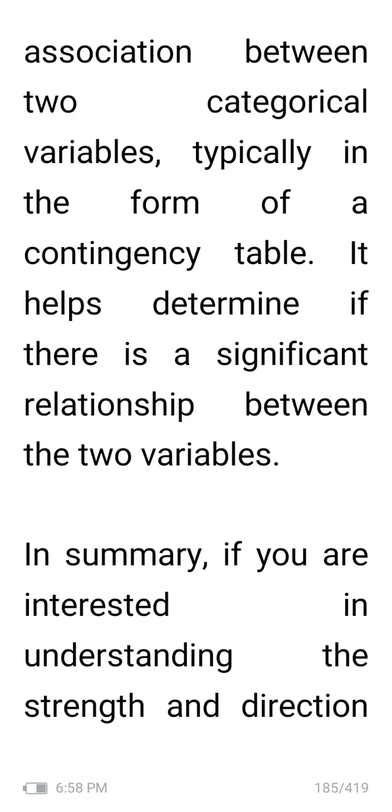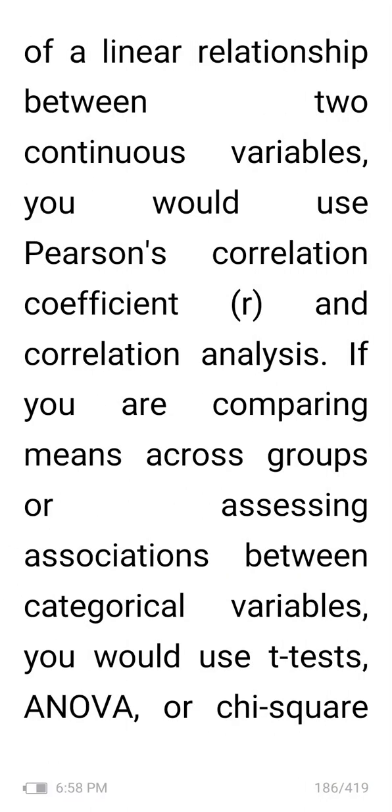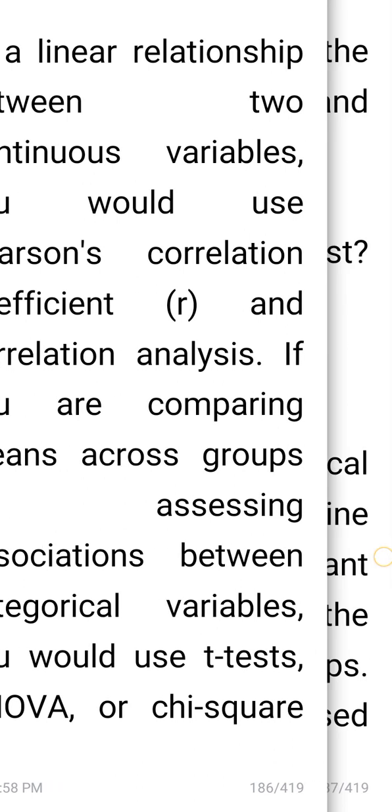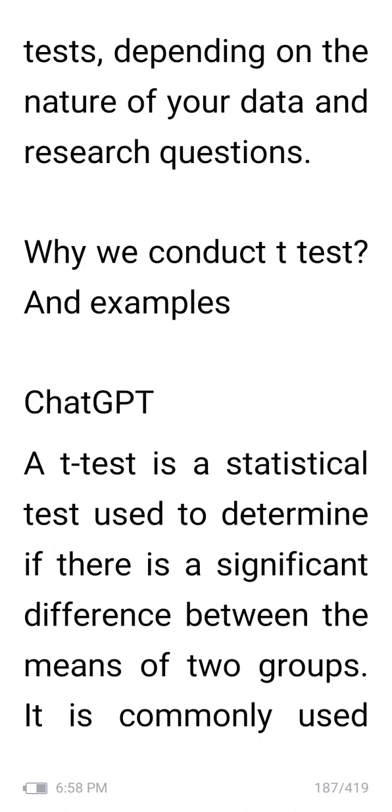In summary, if you are interested in understanding the strength and direction of a linear relationship between two continuous variables, you would use Pearson's correlation coefficient and correlation analysis. If you are comparing means across groups or assessing association between categorical variables, you would use t-test, ANOVA, or chi-square tests depending on the nature of your data and research questions. Why do we conduct these tests?